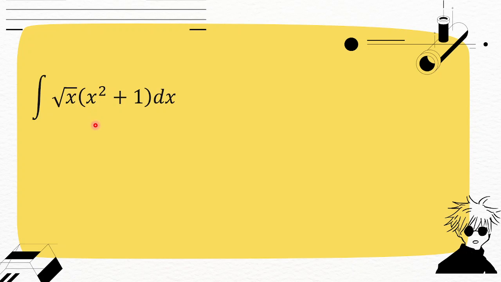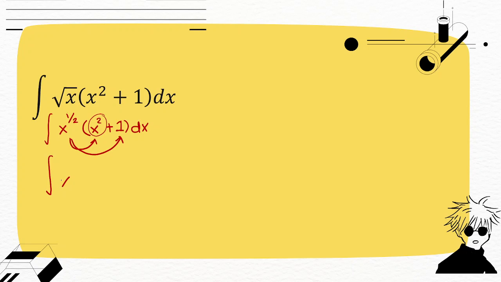What we can do is, as you can see, we can easily distribute, right? To simplify it, if this is x raised to 1/2, I will distribute it to the remaining functions. So what will be the answer? I will have the integral of x squared multiplied by x raised to 1/2.